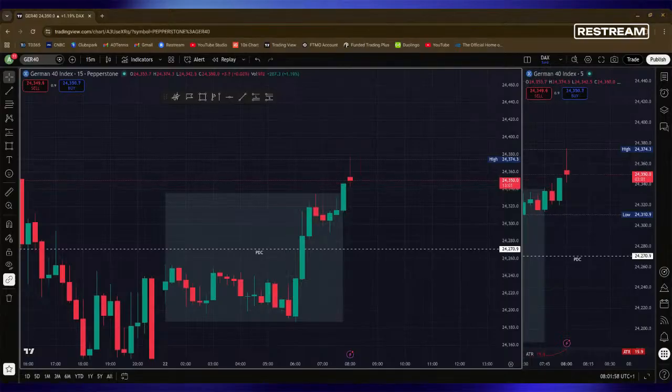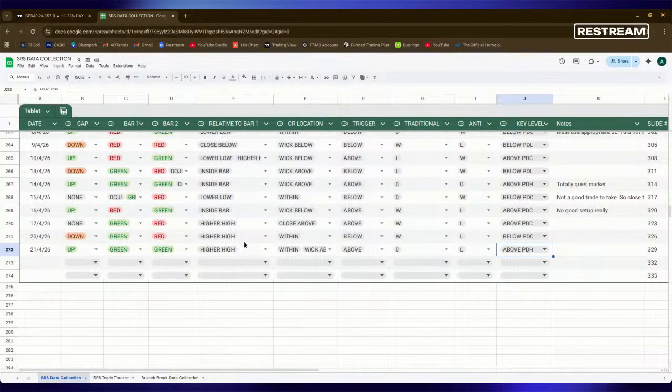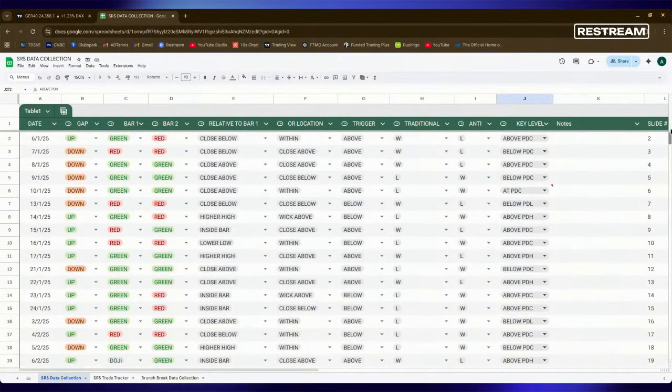So we have our data here. We have our variables. This is all for trading school run, whether the market gaps up or down. The result of bar 1 and bar 2 on the 15-minute, whether it's red, green, or indecisive. Where bar 2 closes relative to the first bar. Where bar 2 closes relative to the overnight range.